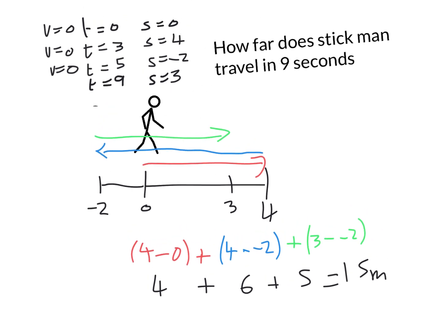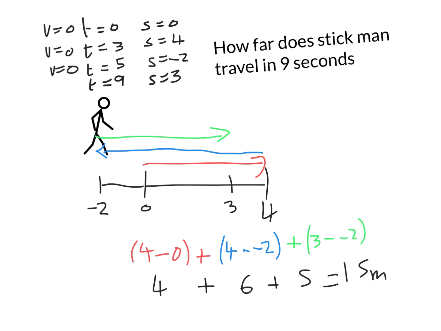So let's summarize that. He's at rest. T is 0, S is 0. Then after 3 seconds, his displacement is 4. So he's traveled 4 meters in that first part of the journey and is stopped. He next stops when T is 5. So after 5 seconds, he's going to be at -2. And he stops there. He goes from 4 to -2, which is a distance of 6.